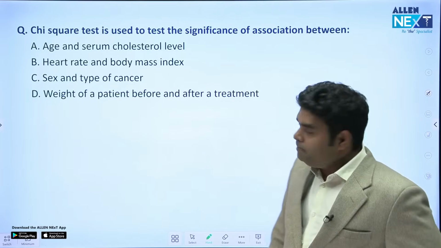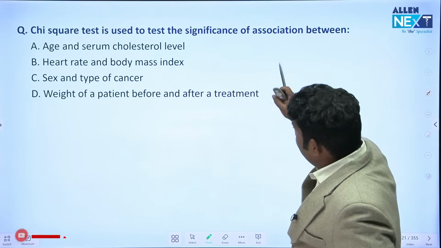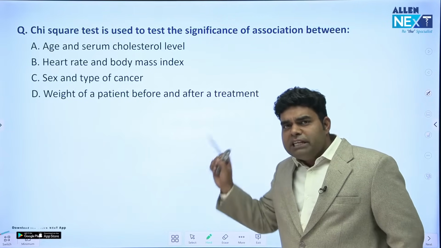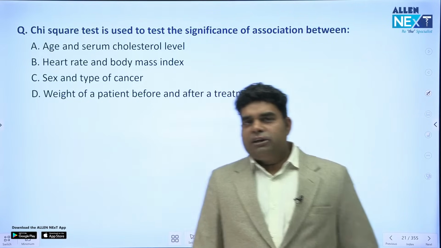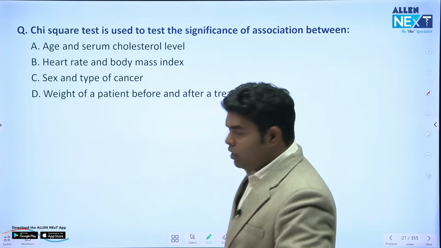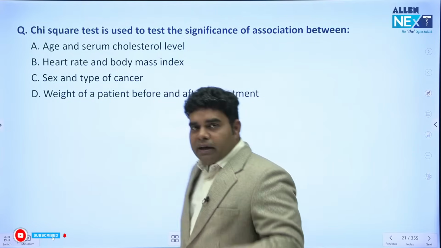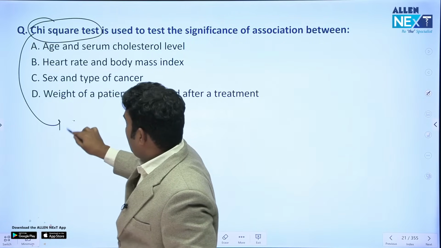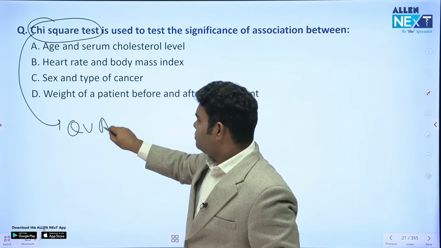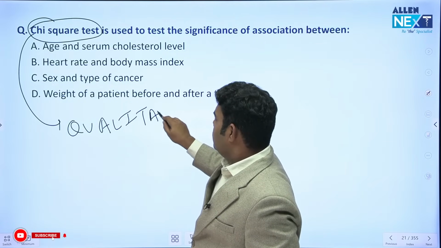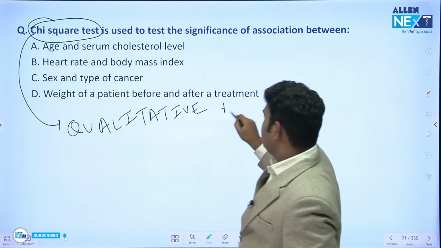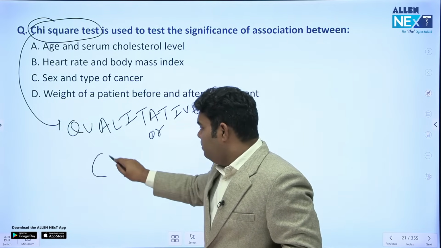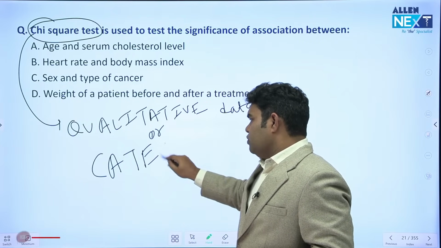Now, chi-square test will test association of which of the following? Out of these four, for which we will use chi-square test? Try to reply. See, chi-square test is used for qualitative data. And qualitative data simply means categorical data, which we cannot measure, but which we can classify in category.